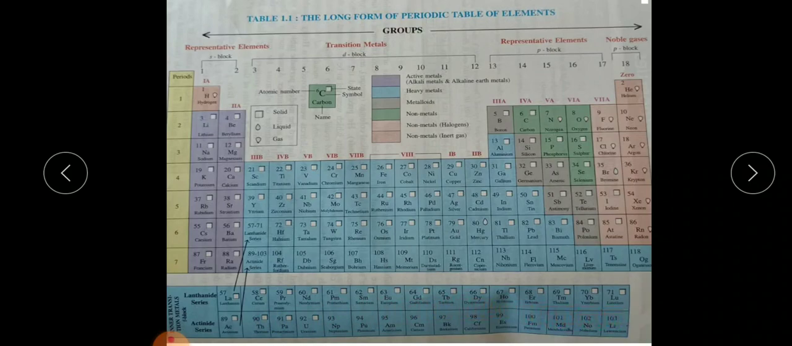Now this is the general idea about the periodic table, how to study it.